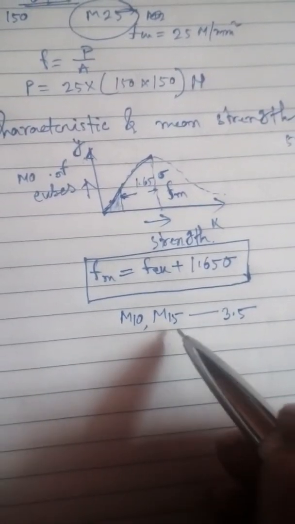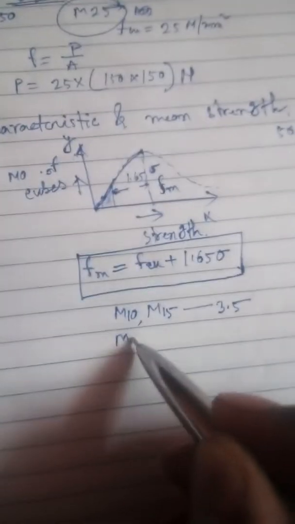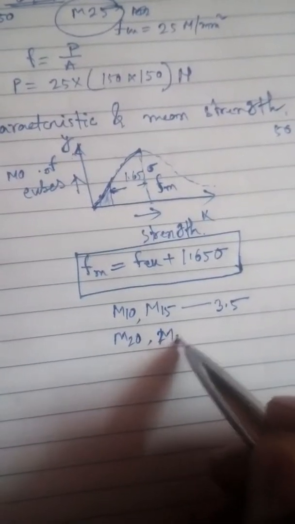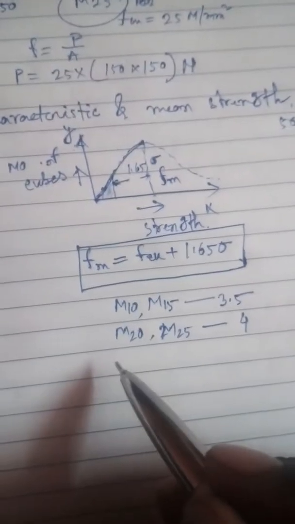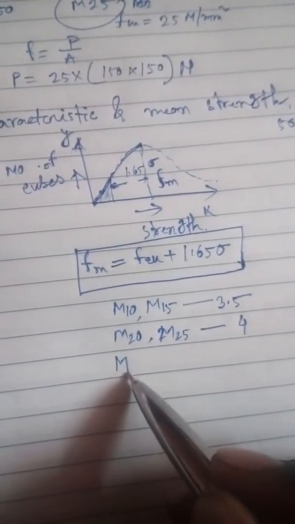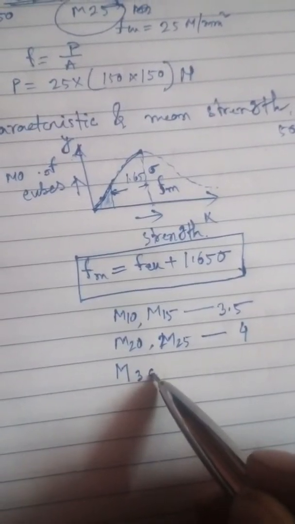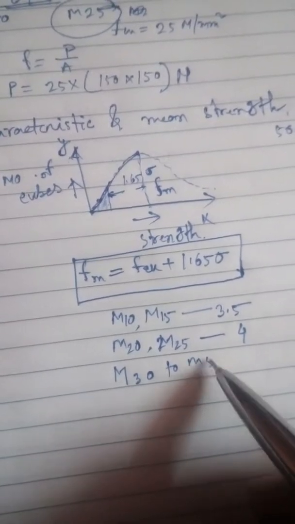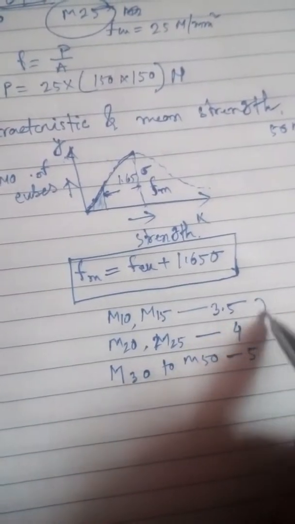For M10 and M15, the standard deviation is 3.5. For M20 and M25, the standard deviation is 4. And from M30 to M50, the standard deviation is 5. So we have to remember it.